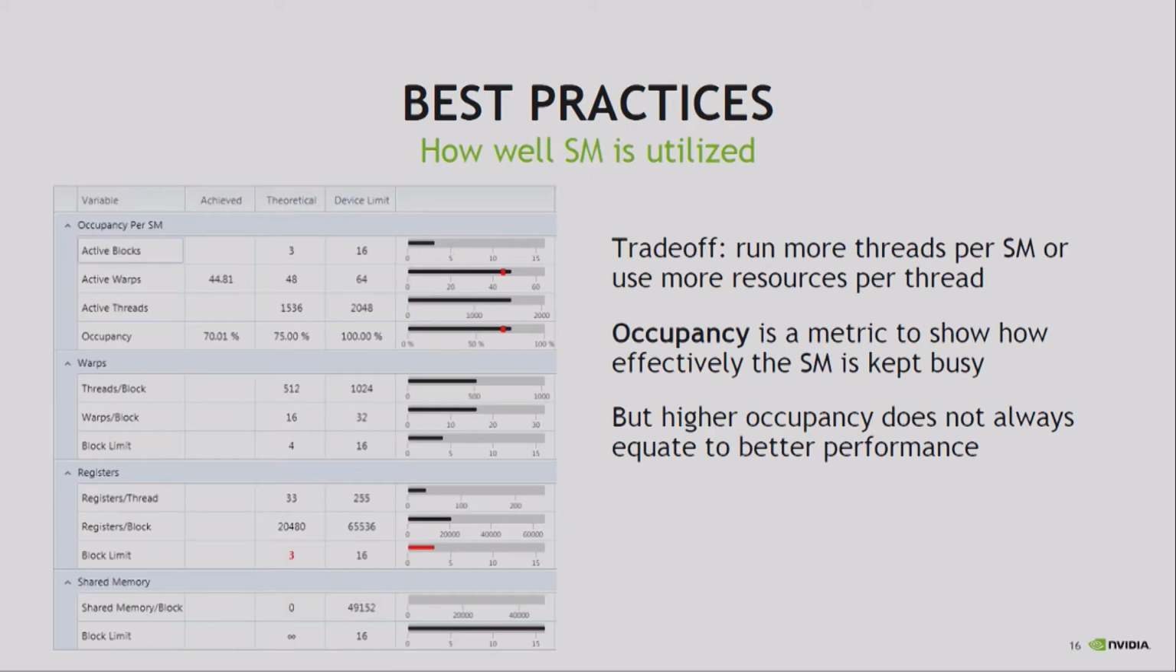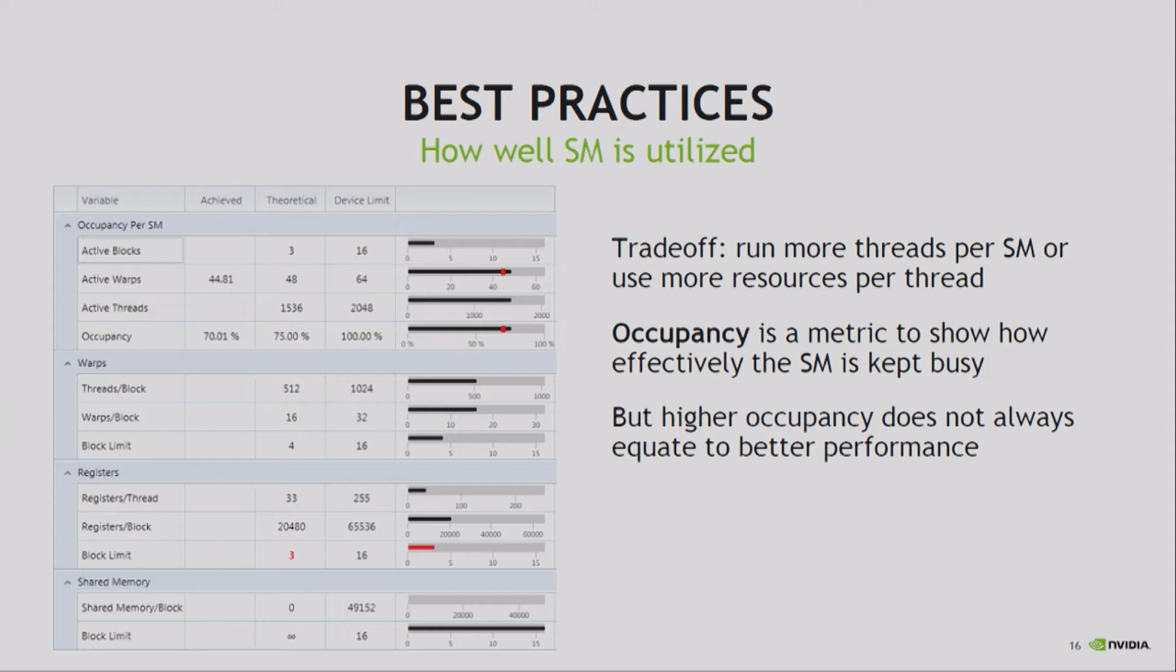Of course, when you try to use all these resources, at some point you're going to hit the problem that there's a limited amount of shared memory and a limited amount of registers. You can't put your whole problem in shared memory, for example. And this is where the trade-off comes. Am I going to run more threads per SM and use fewer resources, or do I want to use more resources per thread but then use fewer threads? And this is where occupancy comes into play.